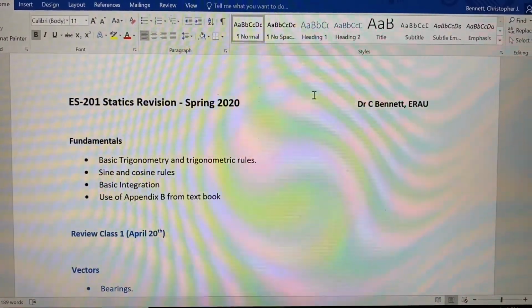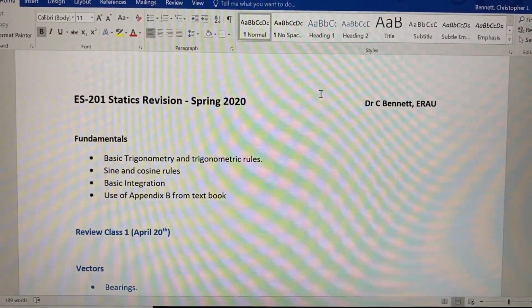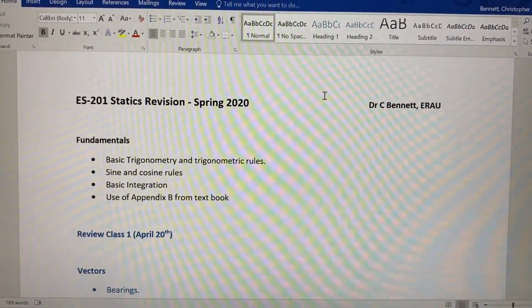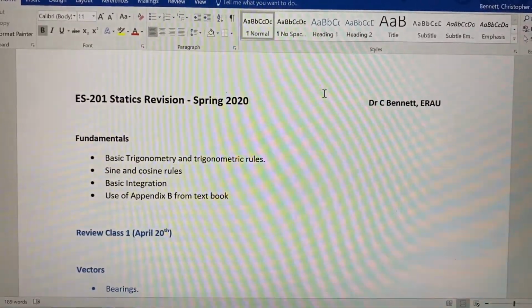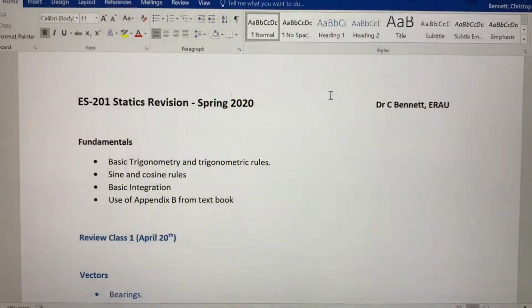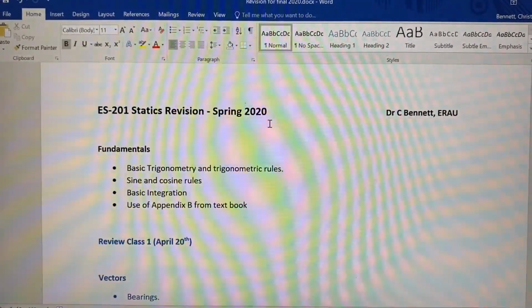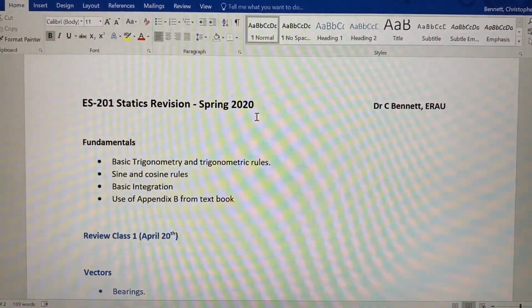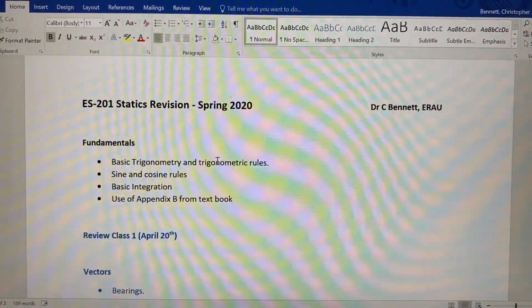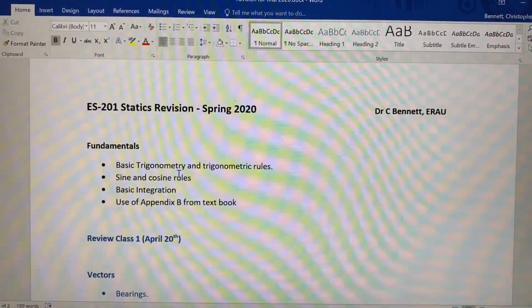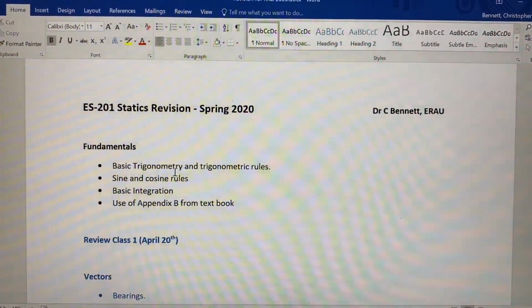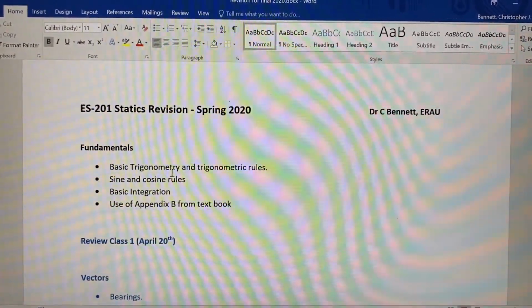It's Dr. Bennett here, and as scheduled, today is going to be our first review class for the final exam. So I've put together this little revision checklist of everything that may come up in the final exam.